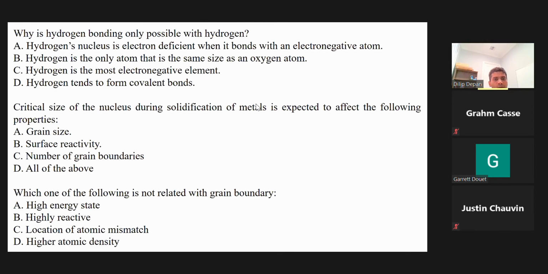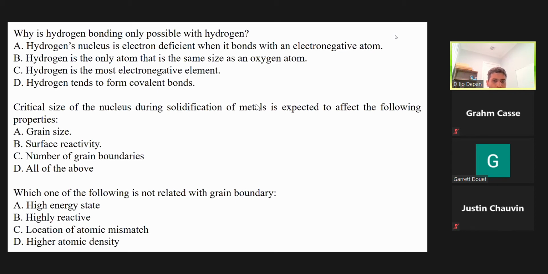Why is hydrogen bonding only possible with hydrogen? It's A. Hydrogen's nucleus is electron deficient when it bonds with an electronegative atom. Yes, that's a correct statement, because hydrogen has only one electron, and if that electron is attracted towards the electronegative atom, then the hydrogen nucleus becomes electron deficient.